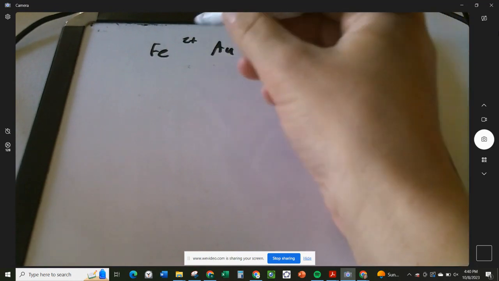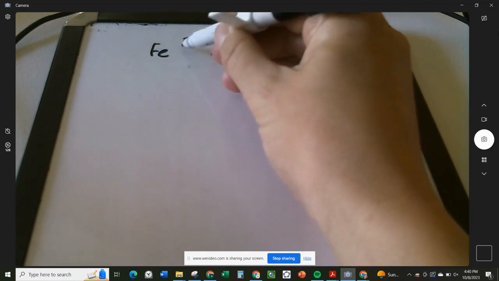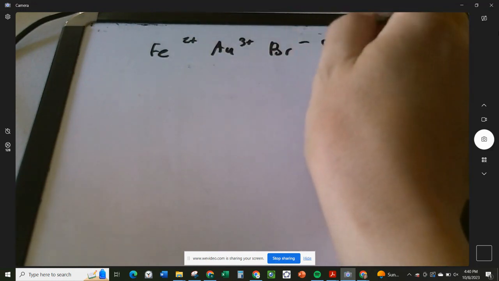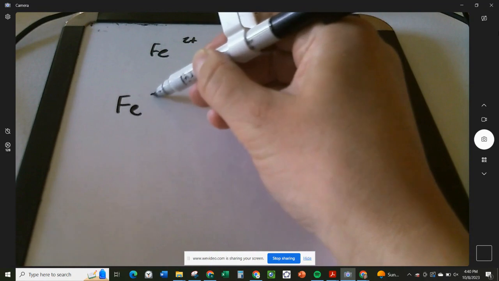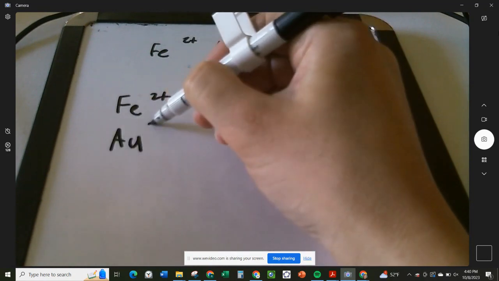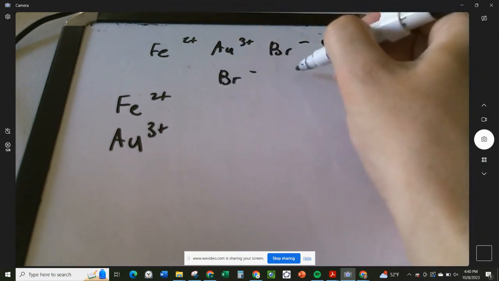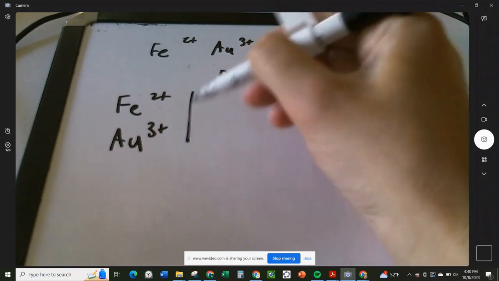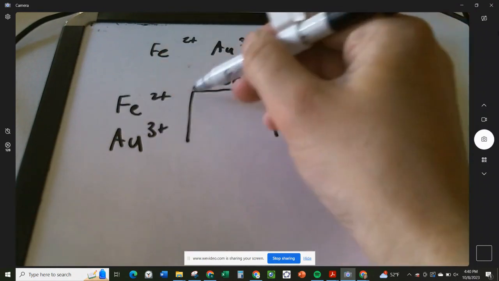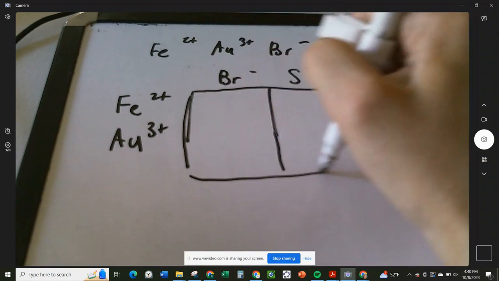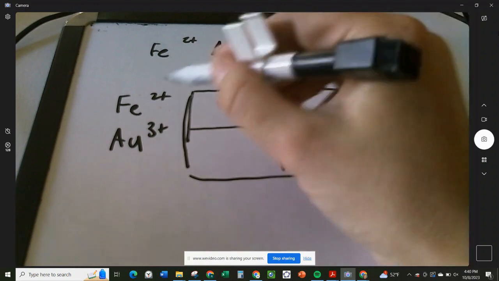What I like to do, and I think what Alex teaches you, is take the cation. Remember, cations are positive charged, anions are negative charged. So we just put cations on one side of our table. I'm going to put iron here and gold here. And then we're going to put bromine and sulfur along the top of our table. It doesn't really matter which side they go on as long as anions are together on one side and cations are together on one side. Then this table is going to be our tool to help us predict which compounds we're going to form between these ions.